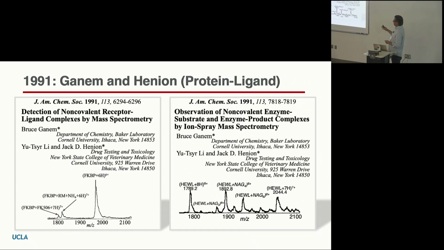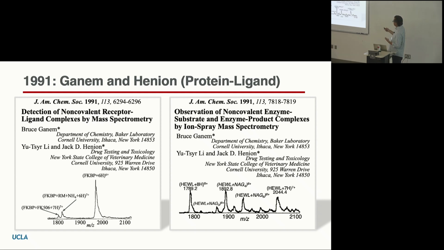Okay, so around the same time, a group at Cornell, Bruce Ganem and Jack Henion, showed that you can actually use electrospray ionization to measure a protein interacting with something else. Like in this paper, it was a non-covalent receptor ligand complex. This is FKBP binding to an FK506 ligand. So it was a ligand binding to a protein.